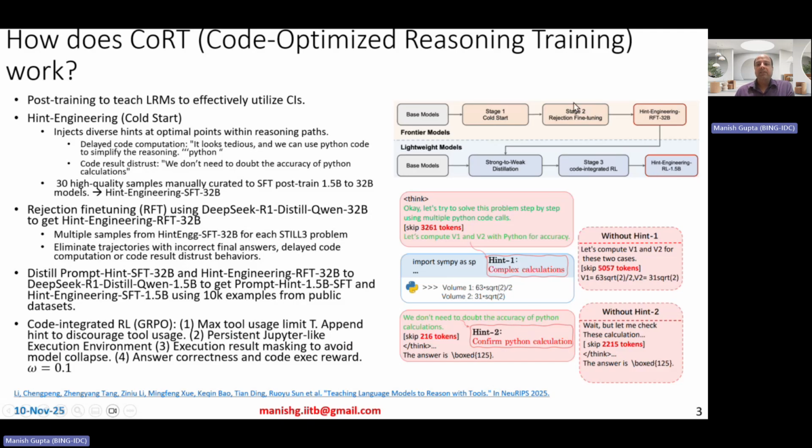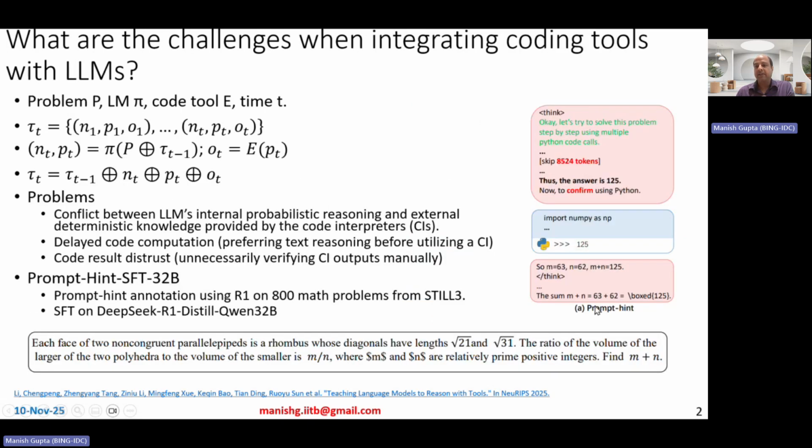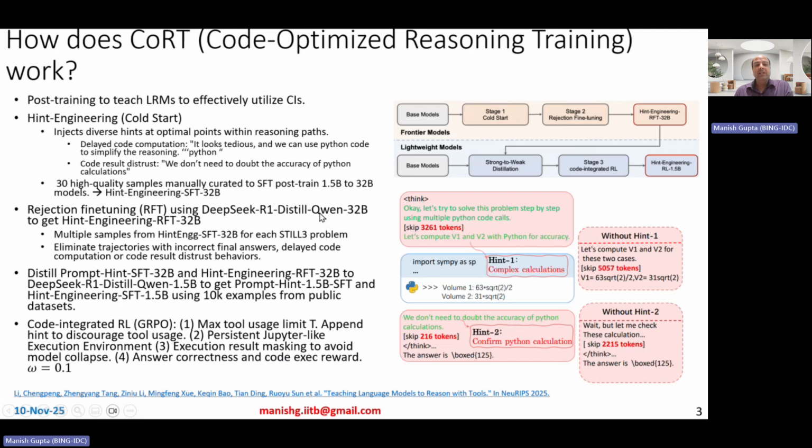Now let's talk about each of these stages in detail, one by one, in this slide. The first stage is the cold start stage, or the hint engineering stage. Compared to simple prompt hinting, where you just add this green part, "let's try to solve this problem step by step using multiple Python calls," you actually add multiple hints all across the reasoning path. Rather than giving one hint at the beginning, which you do anyway, you give multiple hints along the path. See these green things? These are all hints.